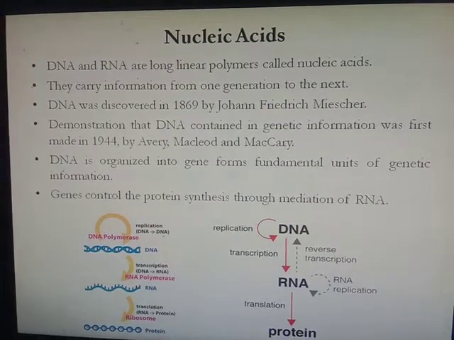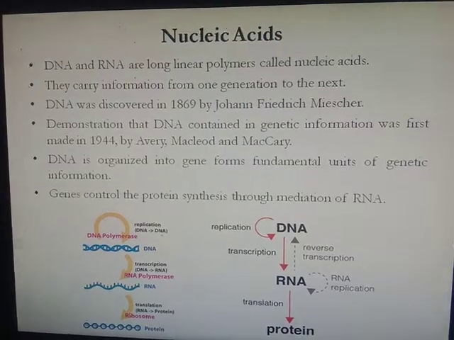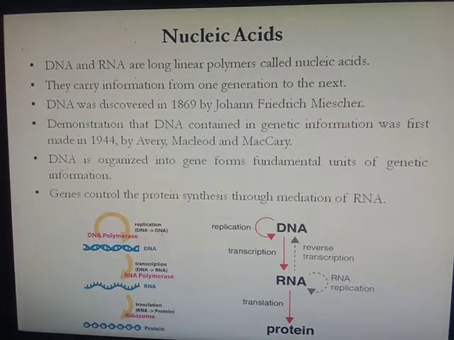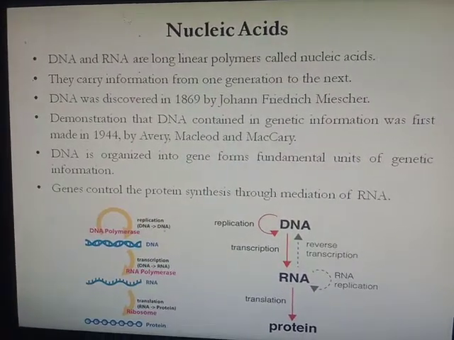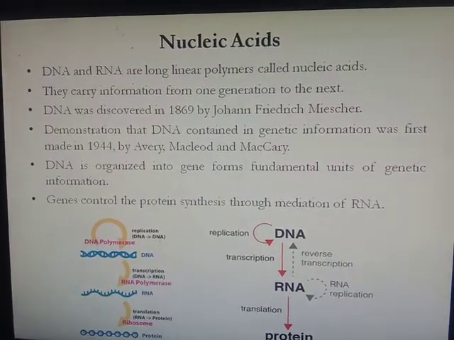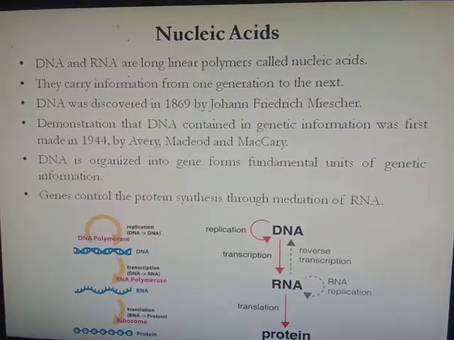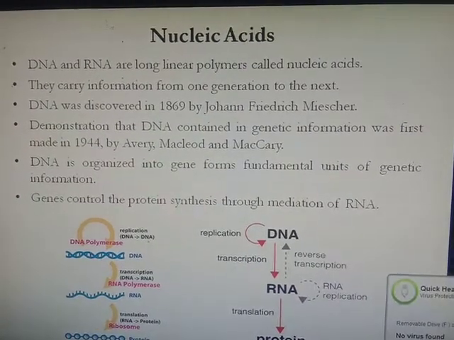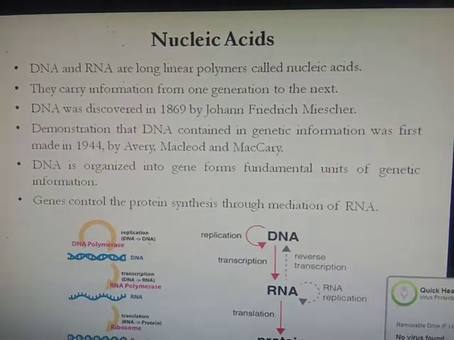The topic is nucleic acid. Under nucleic acid, two compounds come. First is DNA, called deoxyribonucleic acid, and RNA, called ribonucleic acid. These are long linear polymers called nucleic acids. This DNA and RNA carry the information from one generation to the next.